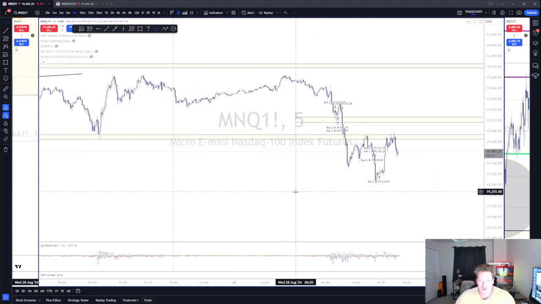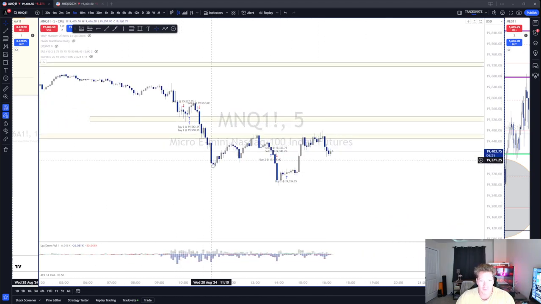But markets kept on pushing lower. As you can tell here, markets pushed lower and then sort of formed an ascending wedge. Not really an ascending wedge. What do you call these?